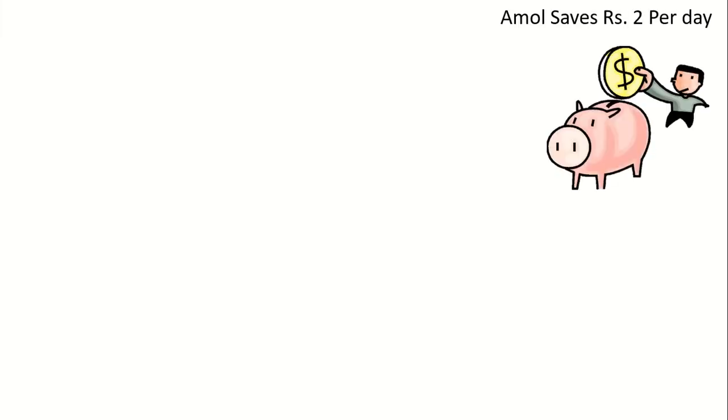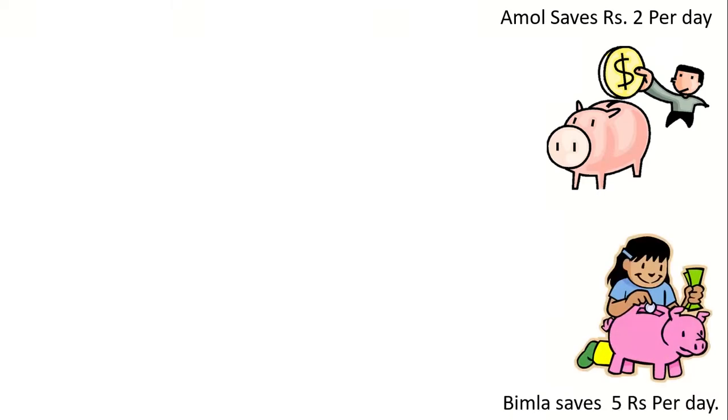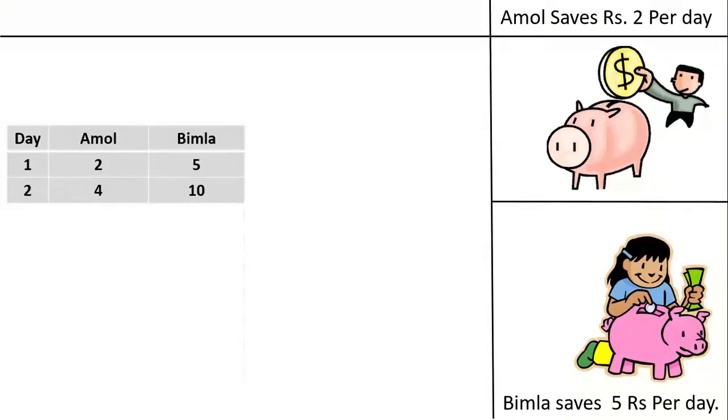So let's look at this example. Amol saves rupees 2 per day while Bimla saves rupees 5 per day. So at the end of day 1, Amol ka saving is rupees 2 while Bimla ka saving is rupees 5. At the end of second day, Amol ka saving is rupees 4 while Bimla ka saving is rupees 10. The ratio of saving, which is 2:5, is not going to change. Let's solve some good questions based on this concept only.